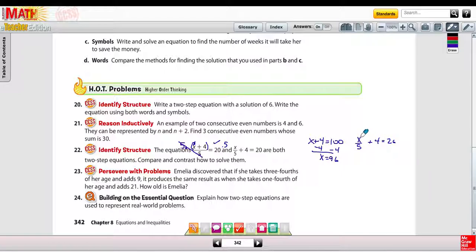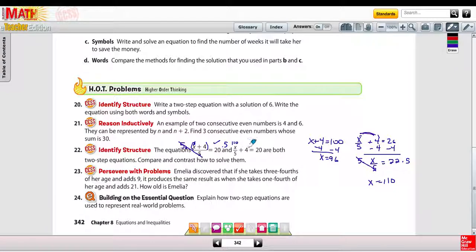Okay. How is that different than x divided by 5 plus 4 equals 20? Well, in this case, the x and the 4 aren't together in the numerator. The 4 is separate. So we can take care of that by subtracting 4 first and getting x divided by 5 equals 22, multiply by 5, and we get x equals 110. Let's see if that checks out.